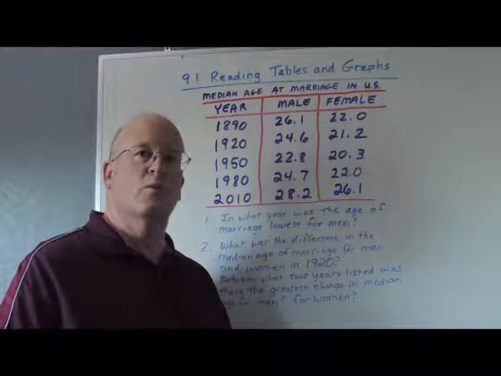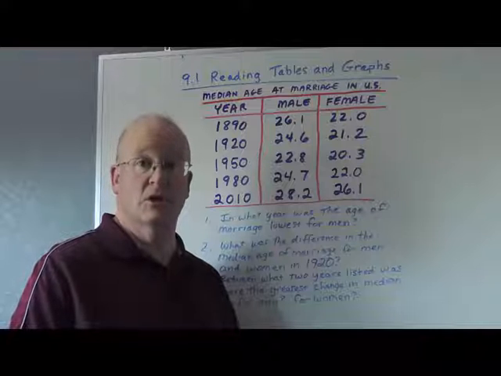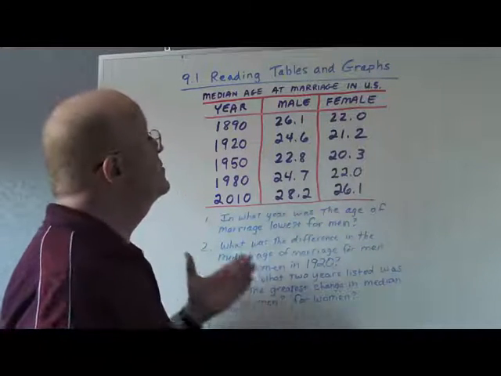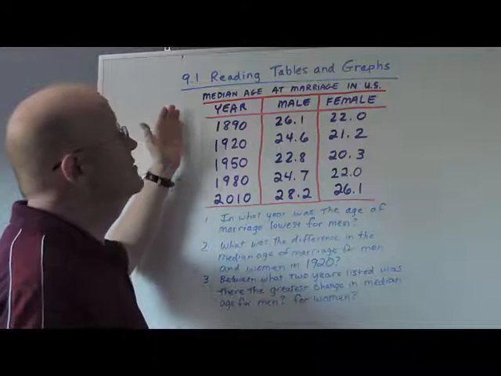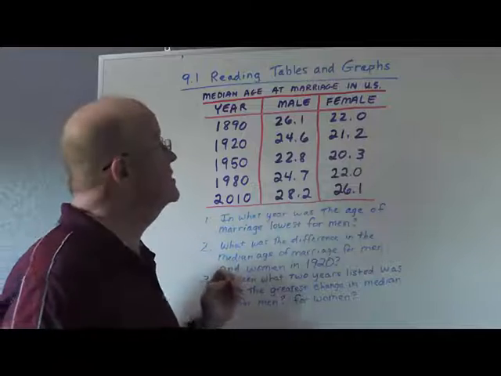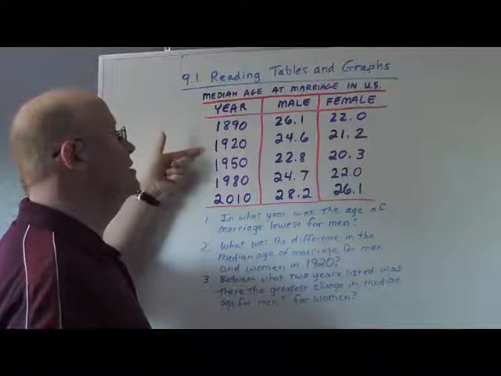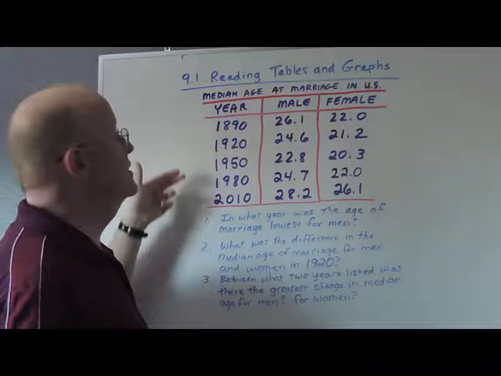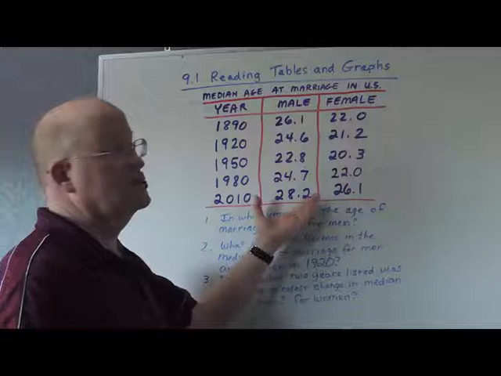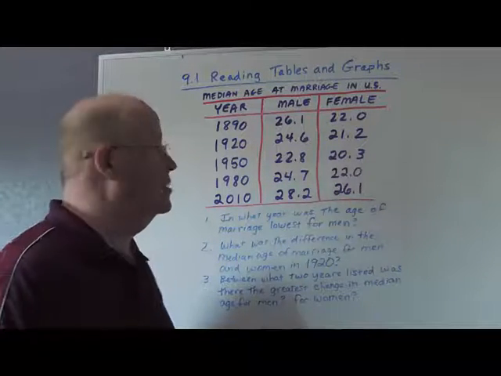In this video, we're going to begin to learn how to read various types of tables and charts and interpret some of the information. I went on the internet and I found a table for the median age of marriage in the United States at various year groups, and I chose to go at 30-year increments from 1890 to 2010, listing out the median age for men and for women. So let's answer a few questions.